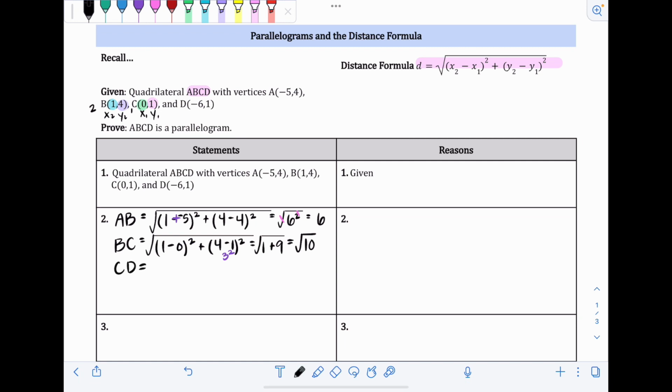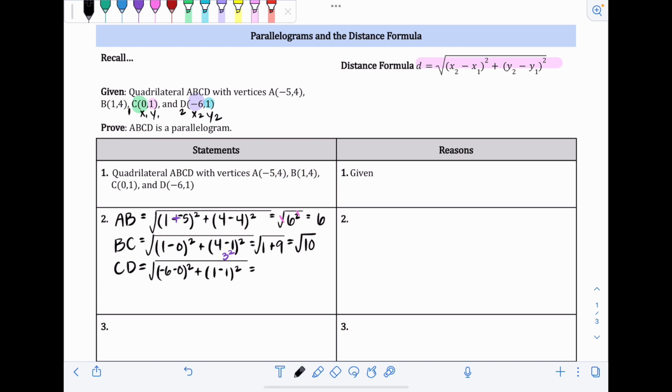So we'll do CD next, set up our radical, and then I'll go through and label each point. I'm just going to keep my points labeled for C, because might as well. And then for D, that'll be my point 2. So this will be x2, y2. So starting off with x2 will be negative 6 minus x1, which is 0. So negative 6 minus 0 squared. And then plus for my y's, it'll be y2, which is 1, minus y1, which is also 1. So plus 1 minus 1 would be 0.